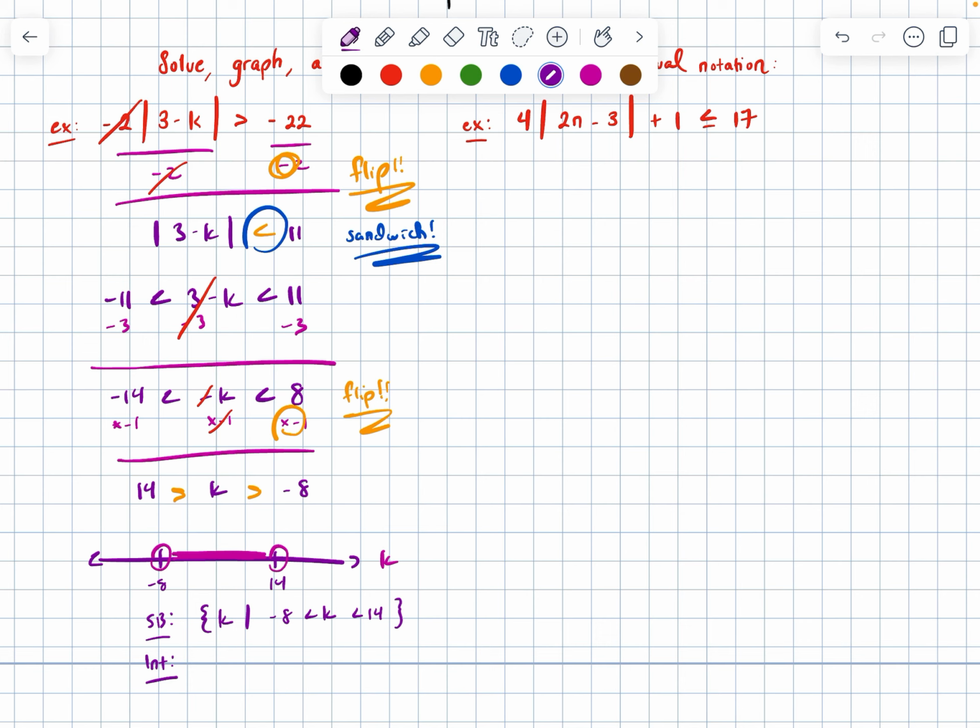So reading the part that I colored in from left to right, I started at negative 8. I went off until 14. Both have open circles, so both get parentheses.